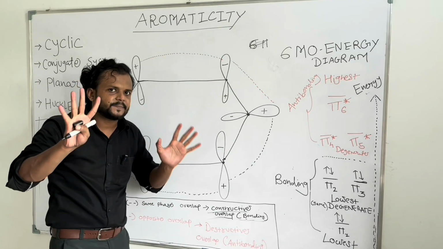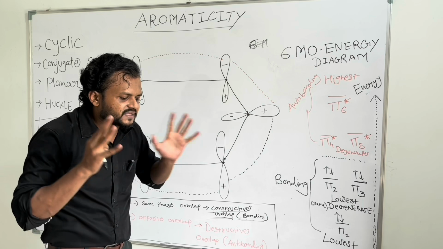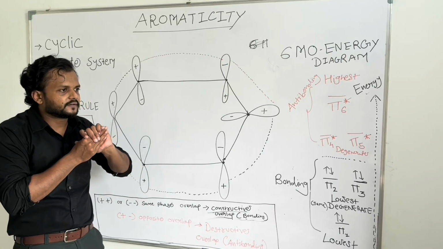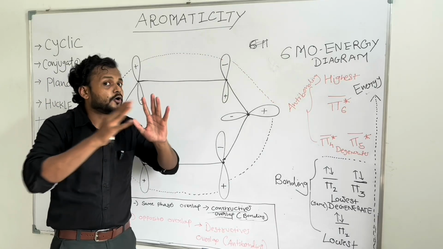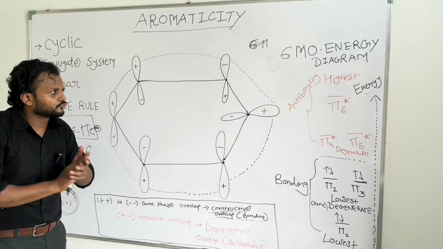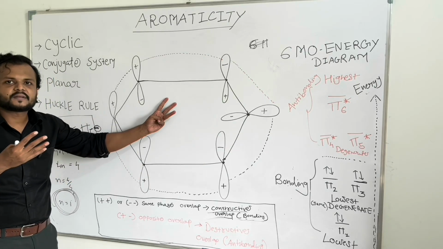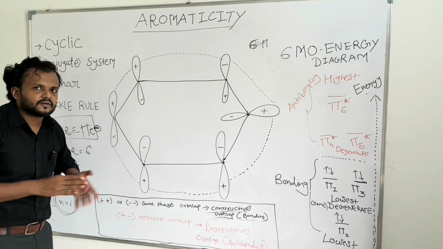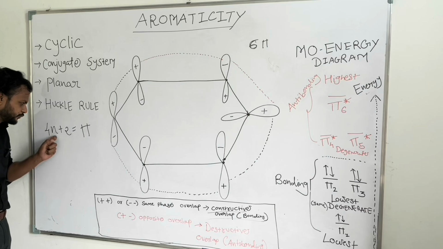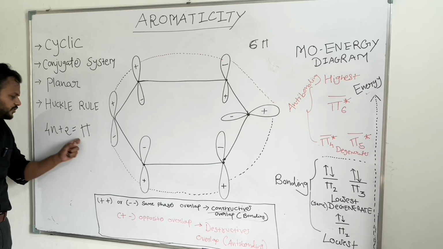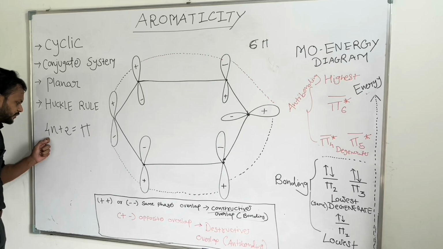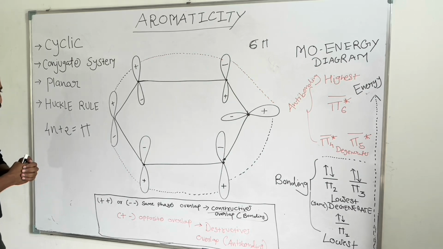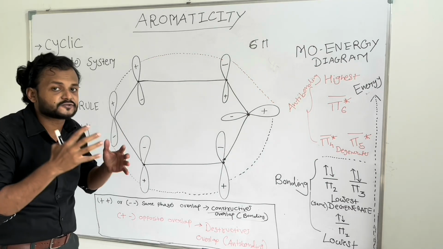So if we have 6 p orbitals, as per the mathematics, an equal number of orbitals are going to overlap either in the same phase or in the opposite phase. So if we have 6 orbitals, 3 of them can undergo constructive overlapping and 3 of them can undergo destructive overlapping. Now let's see the origin of 4n plus 2 equals pi electrons. Where did this 4 come from, where did this 2 come from, and what is this n? Let's see. In the structure of benzene, there are 6 pi electrons present.